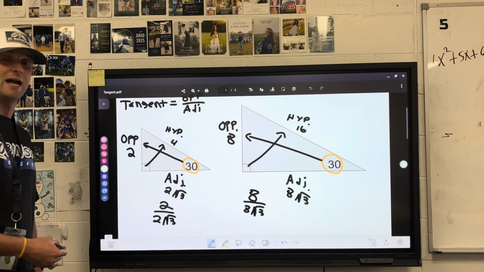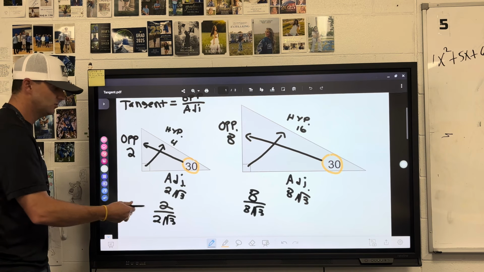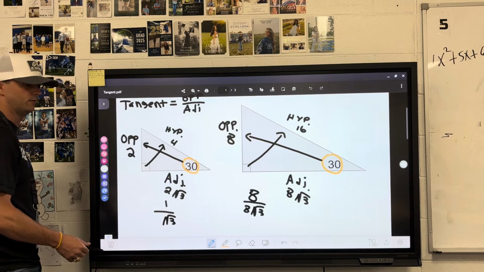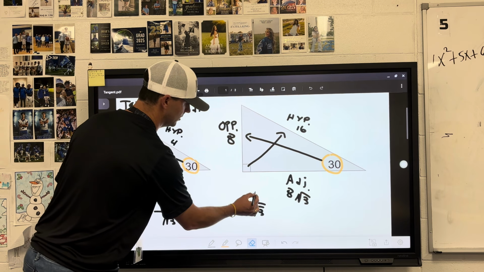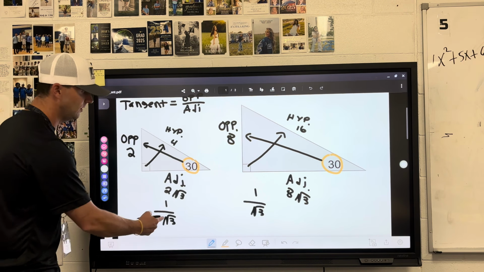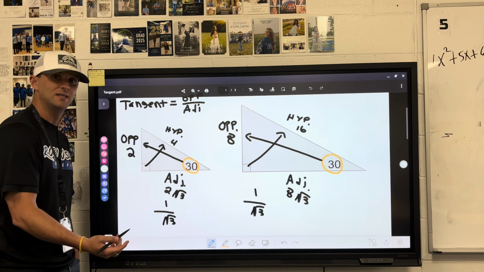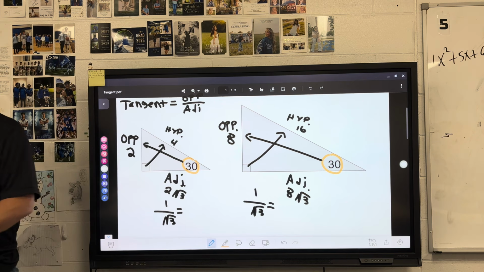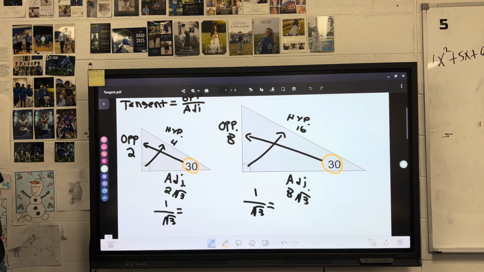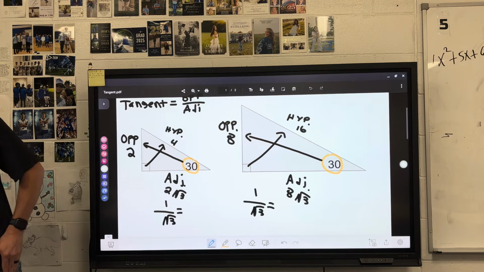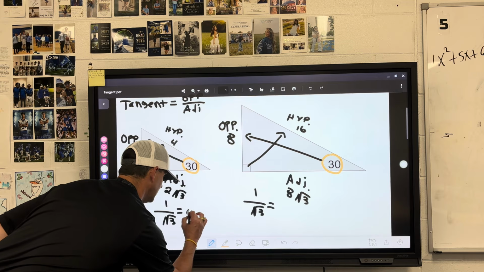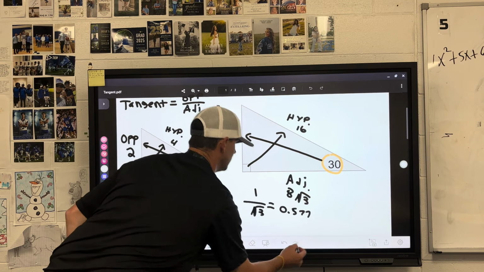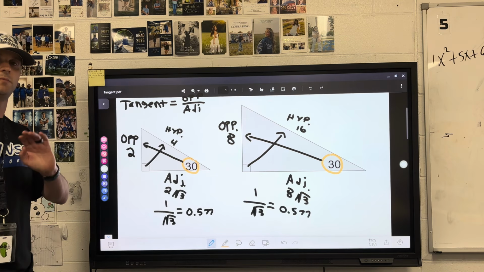Now if I simplify both of these, the 2's would cancel, which would give me 1 over square root 3, and the 8's would cancel, which would give me 1 over square root 3. So if you look, these two ratios are actually the same. Now let me figure out what 1 divided by the square root of 3 is. 1 divided by the square root of 3 is going to be 0.577. So both of these are going to be the same. They use the same exact thing. Across the board, those ratios are going to be the same.